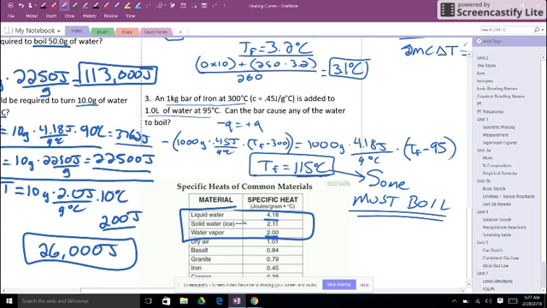Now, probably not all, but some of it's going to be boiling due to that iron bar, because once it reaches 100, what's the energy going to do? It's going to start boiling off that water rather than increasing its temperature.